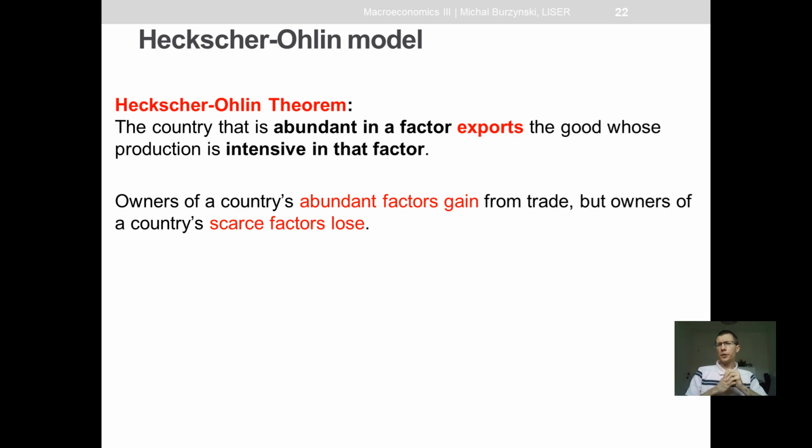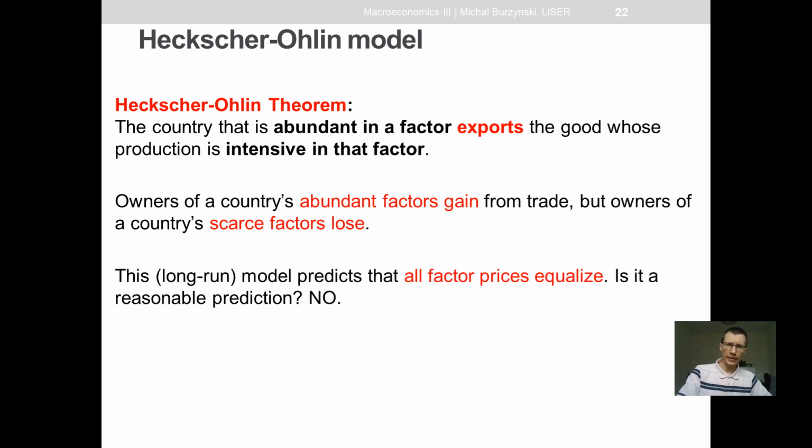And now some additional consequences of this theorem, of this trade model, very similar to the ones that we saw in the specific factors model. The fact that owners of a country's abundant factor gain from trade, but owners of a country's scarce factor lose. And this is exactly the same as we observed in the Samuelson model of specific factors. Okay, but now remember that here in the Heckscher-Ohlin model, there are no specific factors, right? All the factors are mobile across sectors, which means that even though there are no specific factors, still the abundant factors gain in the country while the scarce factors lose.